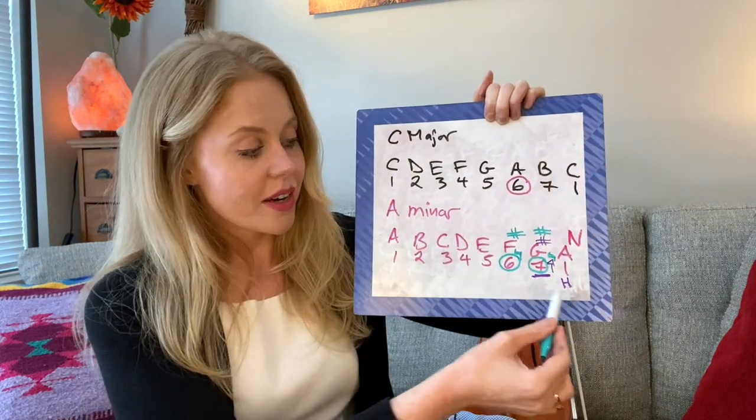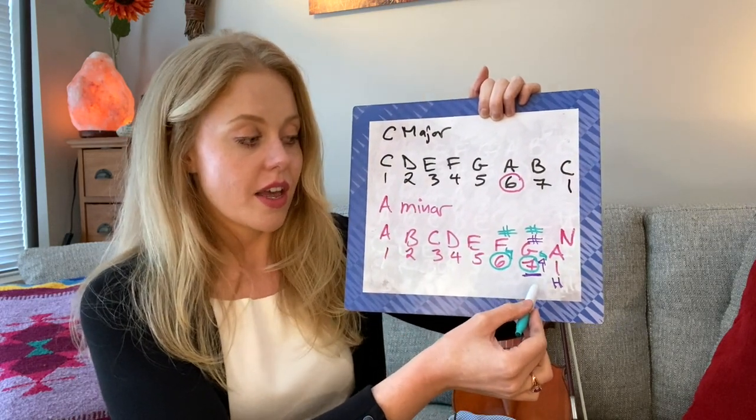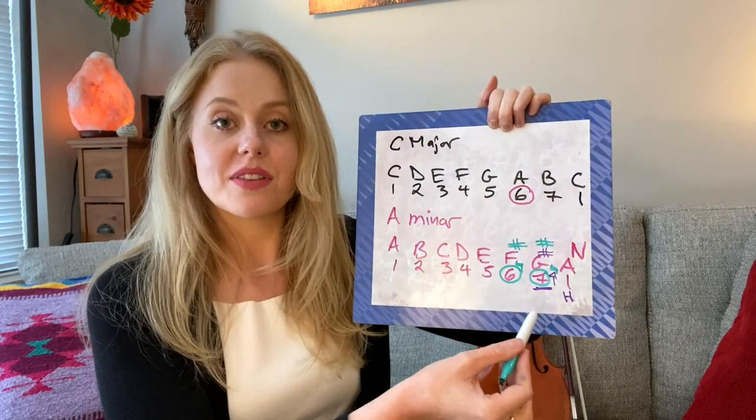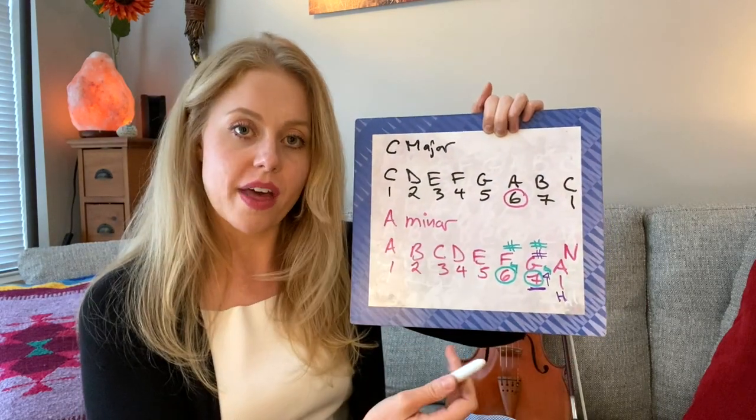The next one is the harmonic minor, which always tweaks the seventh scale degree. So I just raise the seventh scale degree a half step. That turns this into a G sharp. That's the only thing we have to tweak for that one.